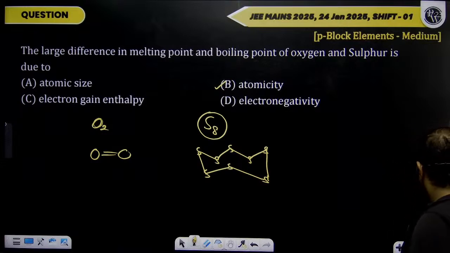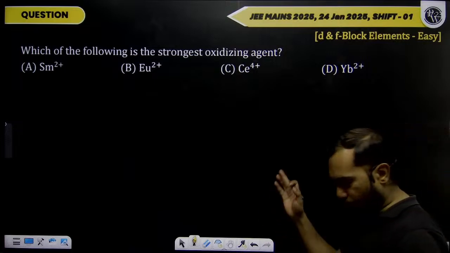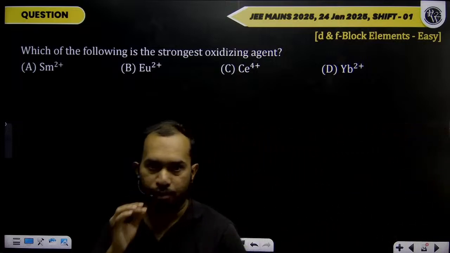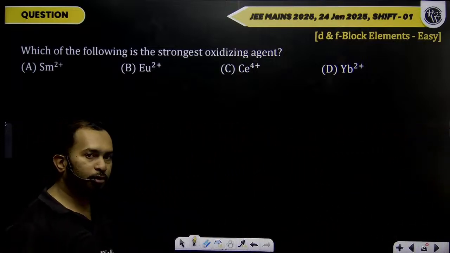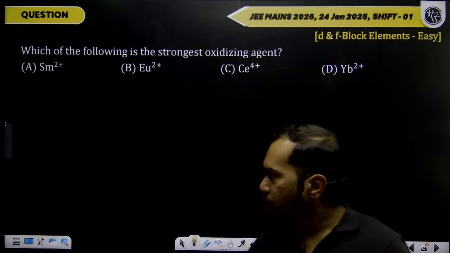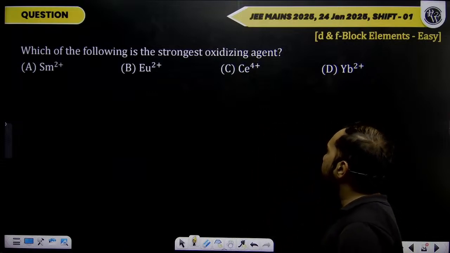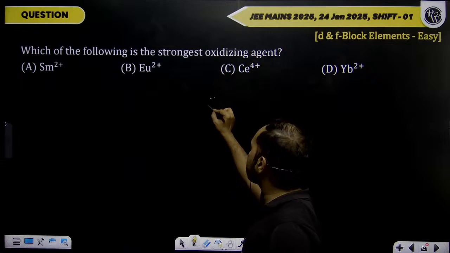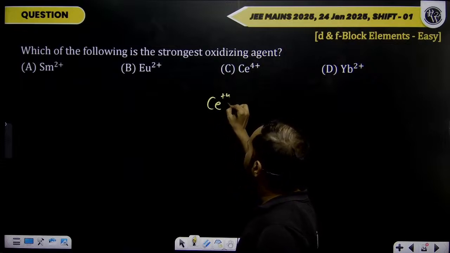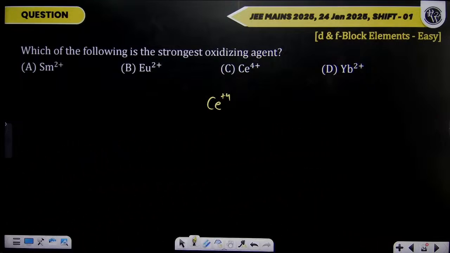Okay, moving to the next question. Which of the following is the strongest oxidizing agent? This question is straightforward from NCERT. Today, and in the past 4 shifts of this year, inorganic questions are directly taken from NCERT. In NCERT it is mentioned that cerium plus 4 is the strongest oxidizing agent. Over here the answer will be cerium plus 4.